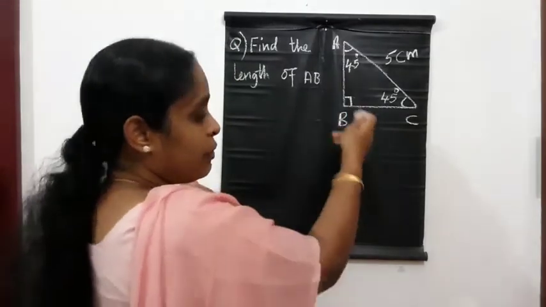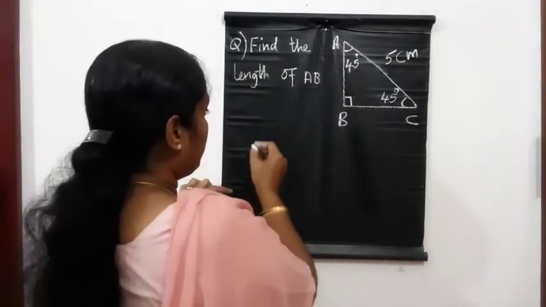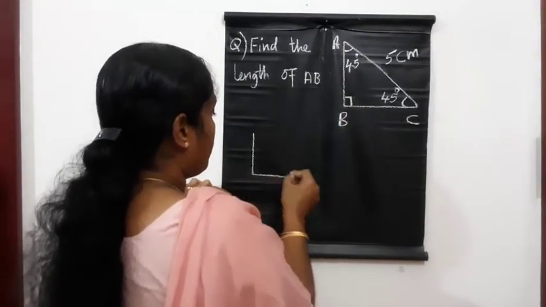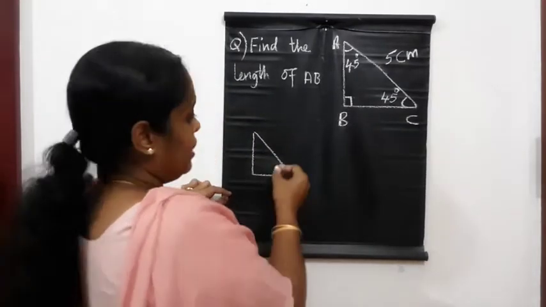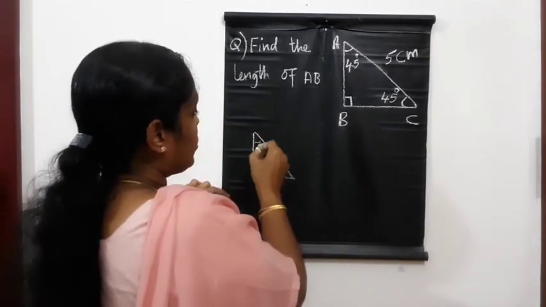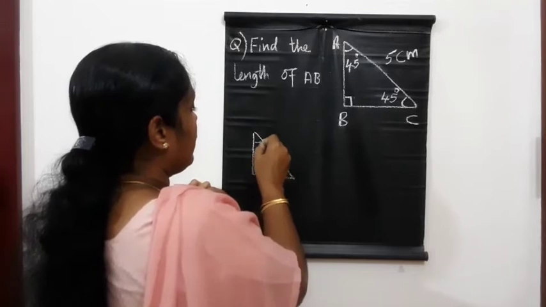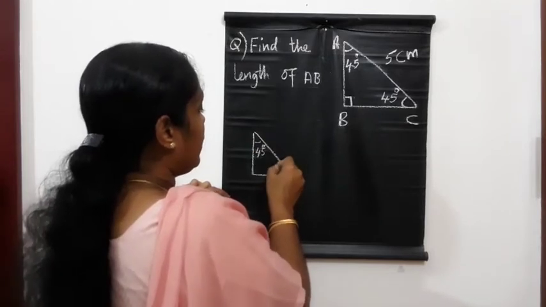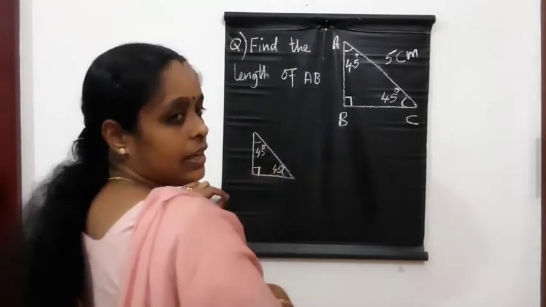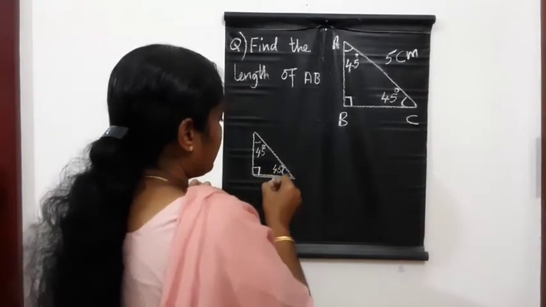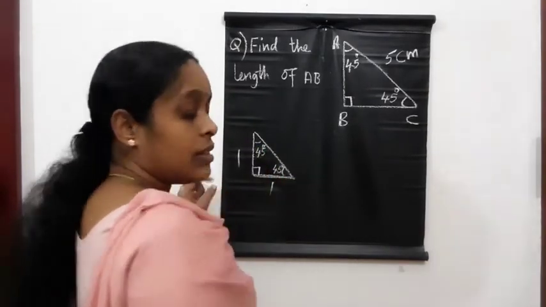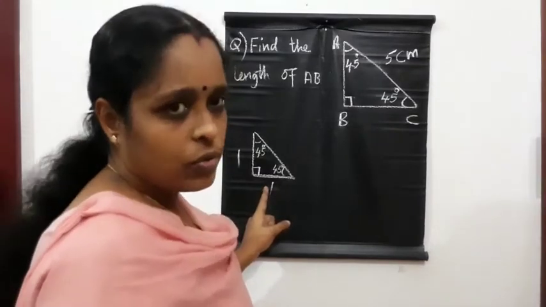For that, before solving this problem, you want to know one thing. I'm taking a triangle of angles 45 degree. This is also 45 degree and this is 90 degree, and the length of this side as 1 and this is also 1 centimeter or 1 meter.